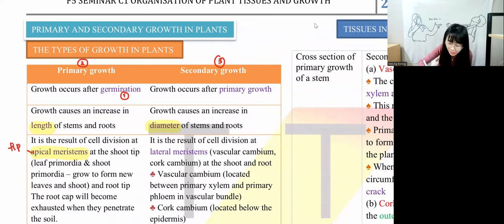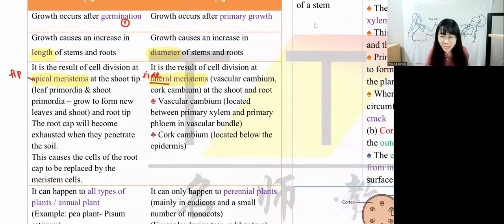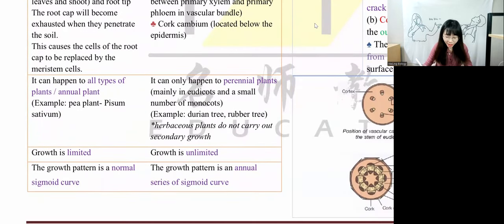What does lateral mean? Lateral means side, correct? That's why they increase in diameter. It's the same as humans. We can grow tall, we can grow fat. Which one do you think is limited? Growing tall or growing fat? Of course, growing tall is limited. If growing tall were unlimited, everybody would be very tall right now, right? So growing tall is limited, growing fat is unlimited.